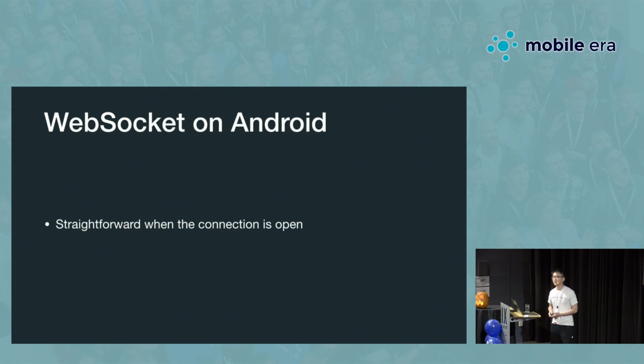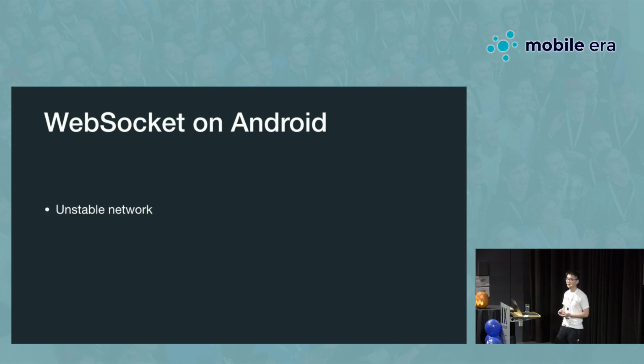As programmers, we tend to focus on the happy path and overlook the error case. WebSocket is straightforward when the connection is open, but things can get complicated when you need to recover from a network failure. So WebSocket can fail for many reasons. It may fail when you're on a train going through a tunnel. It may fail when the server is out of memory and tries to release resources. It may fail when your app is killed by the system.